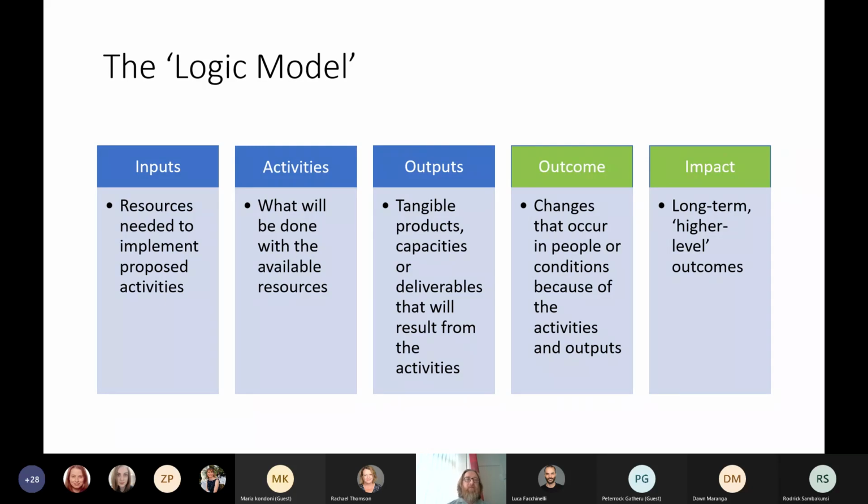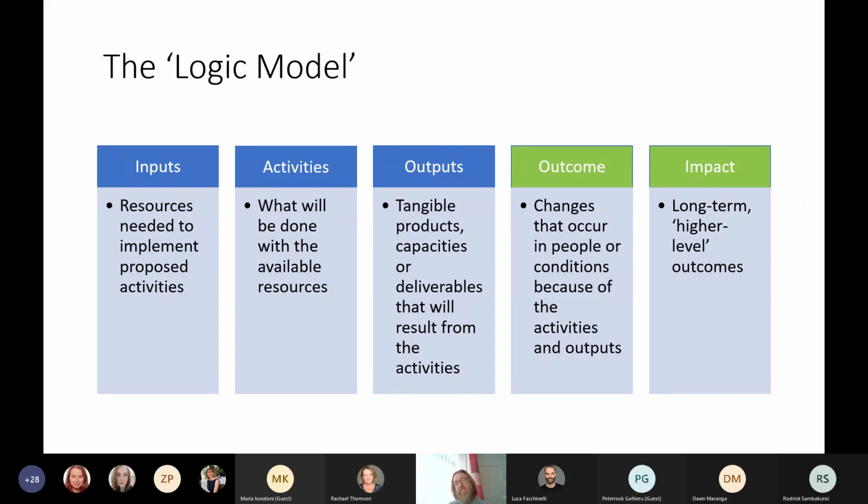Inputs are what you have, activities are what you do, outputs are the count or the record of what you do, if you like. In today's talk, we're focusing primarily on outcome and impact measures and indicators. Outcomes, this component of the logic model, are the changes that occur in people or conditions because of the activities and outputs. These are kind of the objectives, the goals that you have, the reasons why you're doing what you're doing.